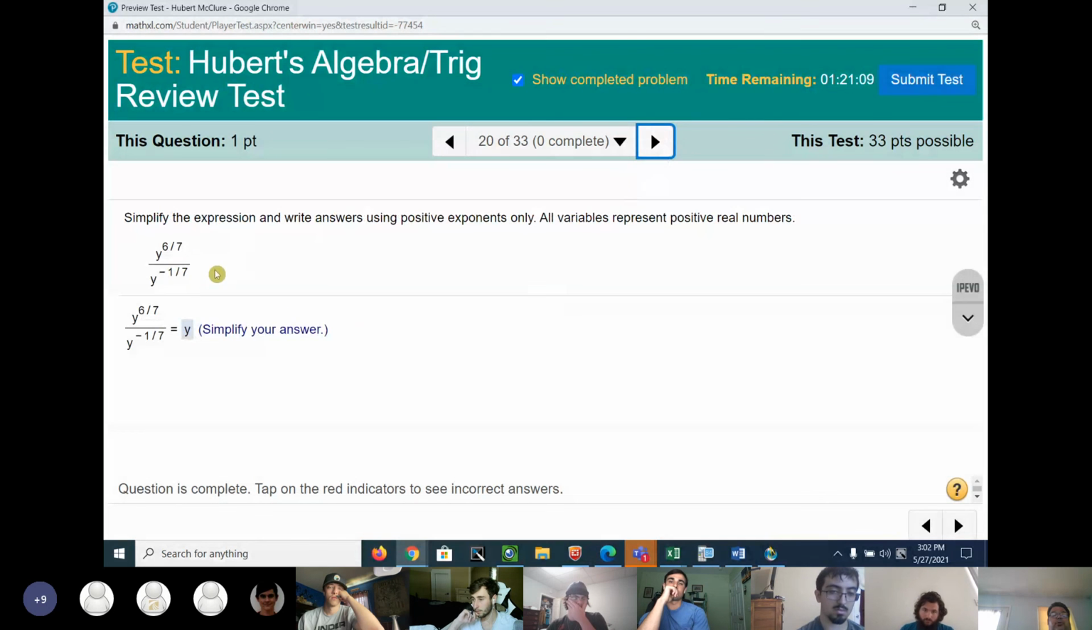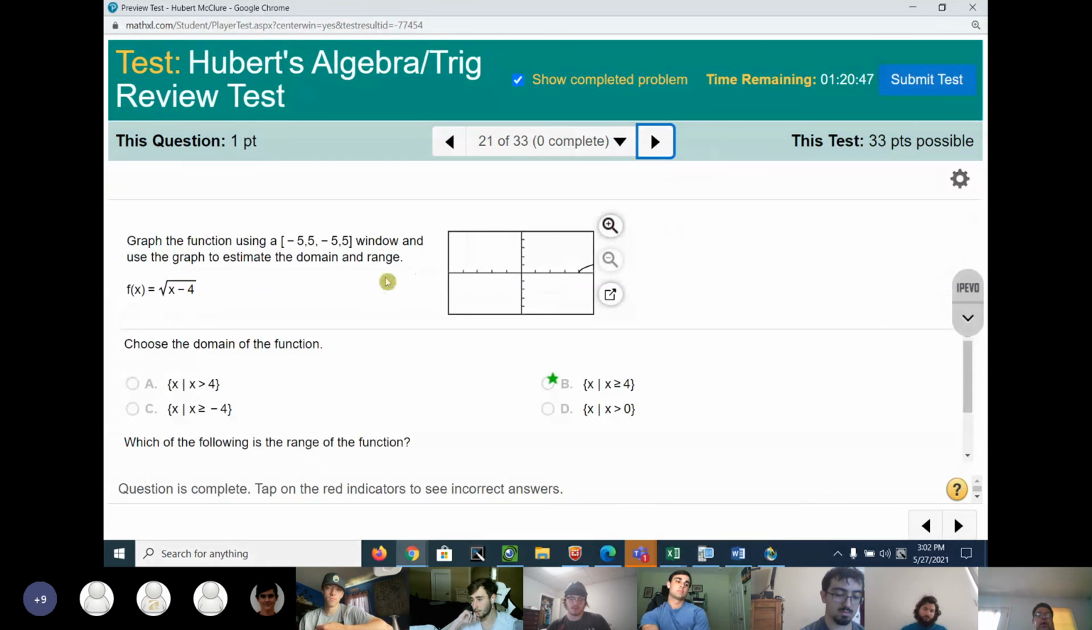This is exponential laws. You subtract the exponent, so that would be 6/7 plus 1/7, which is y to the 7/7, which is y. Okay, this is graphing. So graphing calculator, knock yourself out.